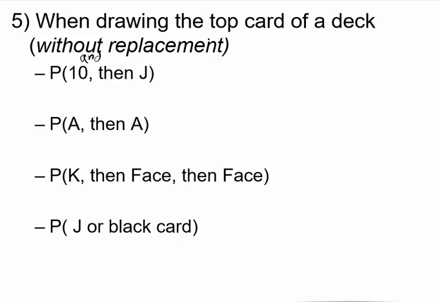So probability of a 10 and then a jack would be the probability of a 10 first. So there's 4 10s in the deck out of 52 cards times, now the key here is these cards are being drawn without replacement, and this starts to make things a little bit different. Now when I draw a card without replacement, that means when I draw this second card that's a jack, I'm going to take that 10 out of the equation. So if I pick the 10 out, I'm not putting it back in the deck before I draw that second jack.